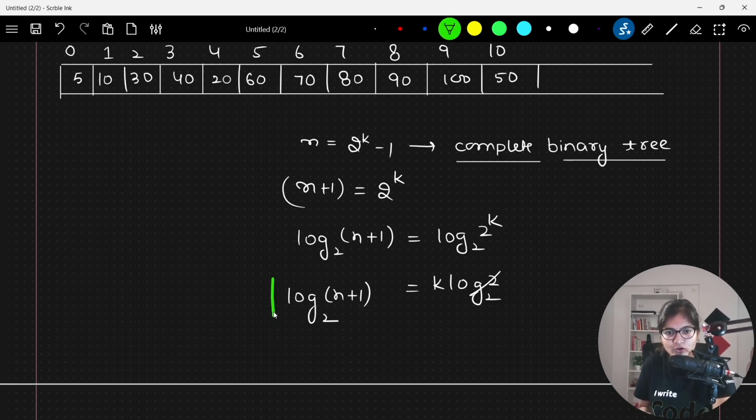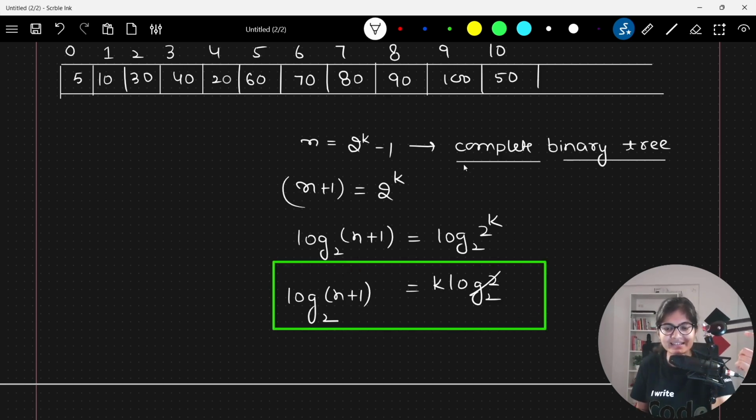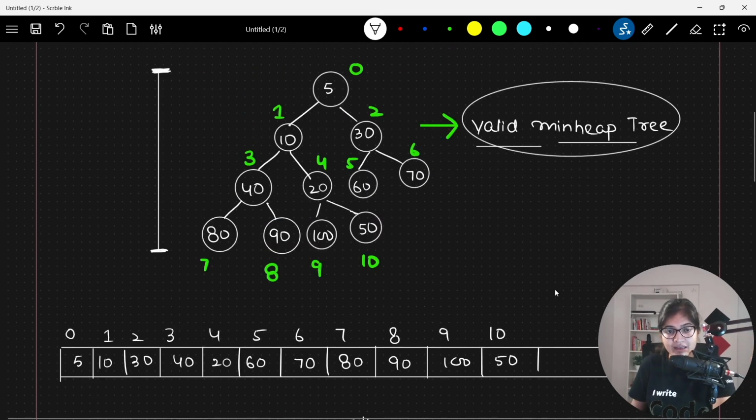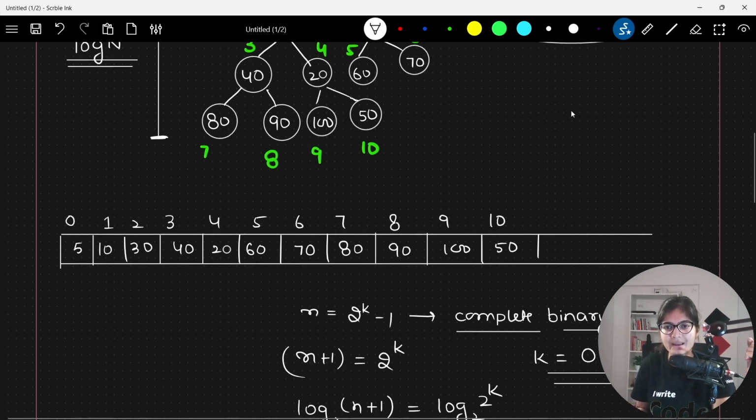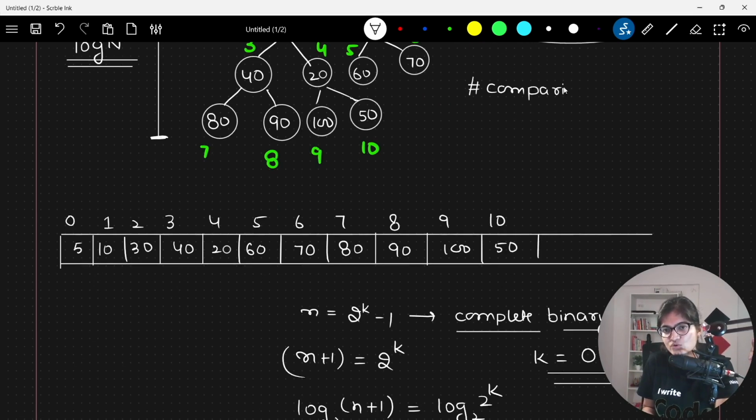So here, if you try to observe one simple thing, in the worst case scenario the value of k in terms of big O is equal to big O of log of n. Can I write it like this? Big O of log of n. It means the number of levels that we have in the worst case scenario for a complete binary tree, because the heap data structure is completely based on a complete binary tree. So in the worst case scenario, how many comparisons will we do? The number of comparisons that we will do is equal to log of n.